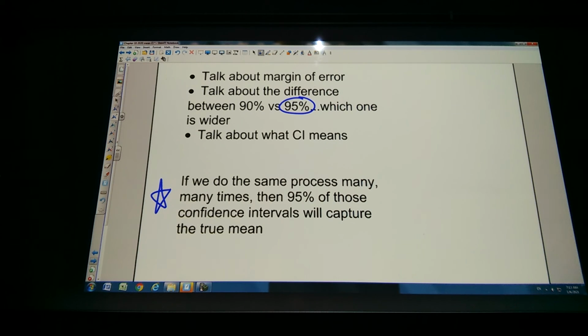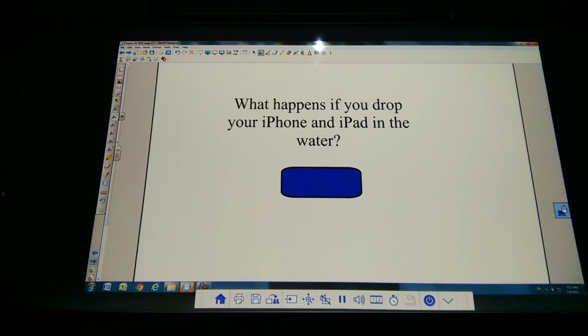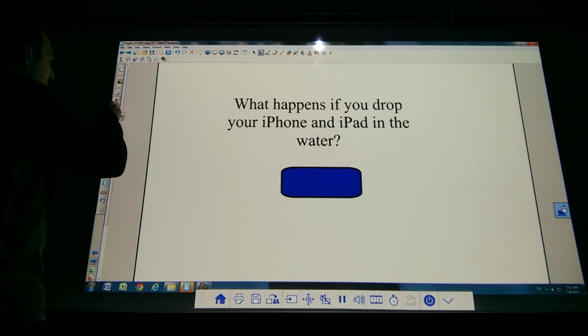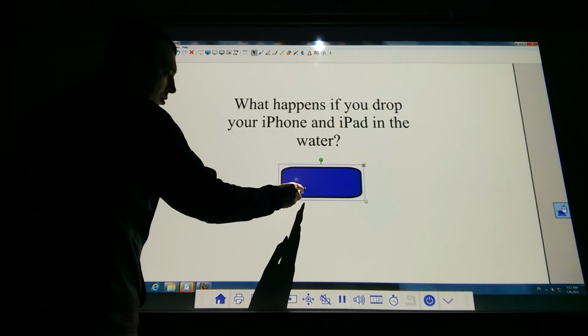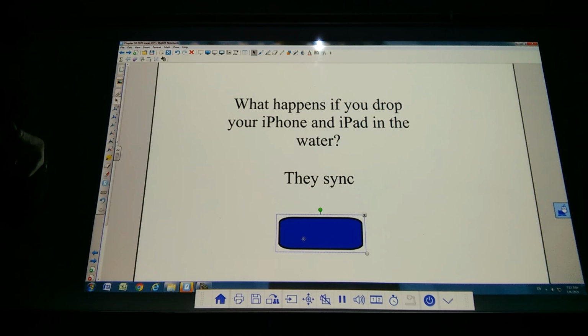And, all right, here's a joke. What happens if you drop your iPhone and your iPad in the water? They sink. Ha ha! Have a good one.